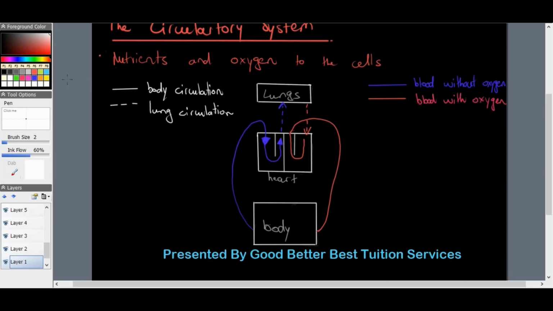So in the body, there are two types of circulation that occur: one, body circulation, and two, lung circulation. The solid lines indicate the circulation from the body, and the dotted line is circulation from the lung. Now notice that we have two different colors over there, blue and red, and the key on the right hand side is blood with and without oxygen.